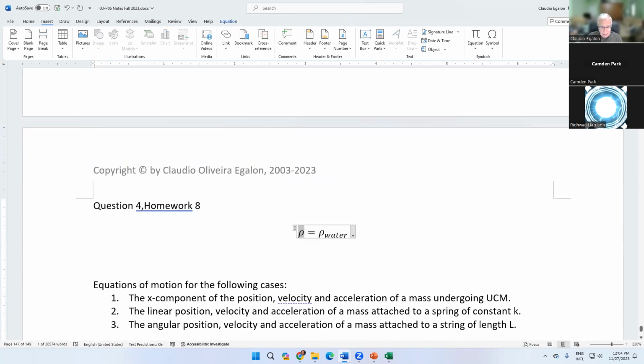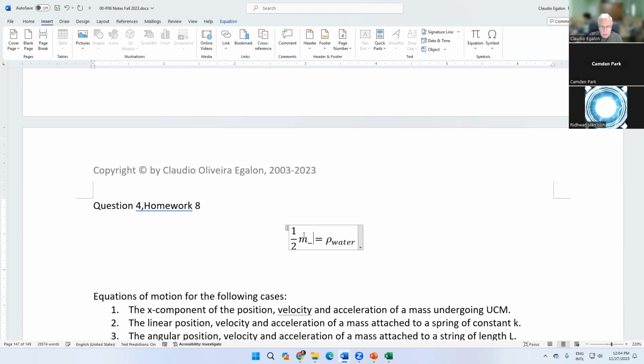So it's like that: half m1 v naught 1 squared, right? That's the kinetic energy. Yeah, initial kinetic energy plus initial potential energy is what? m1 g h, right? That's the potential energy.